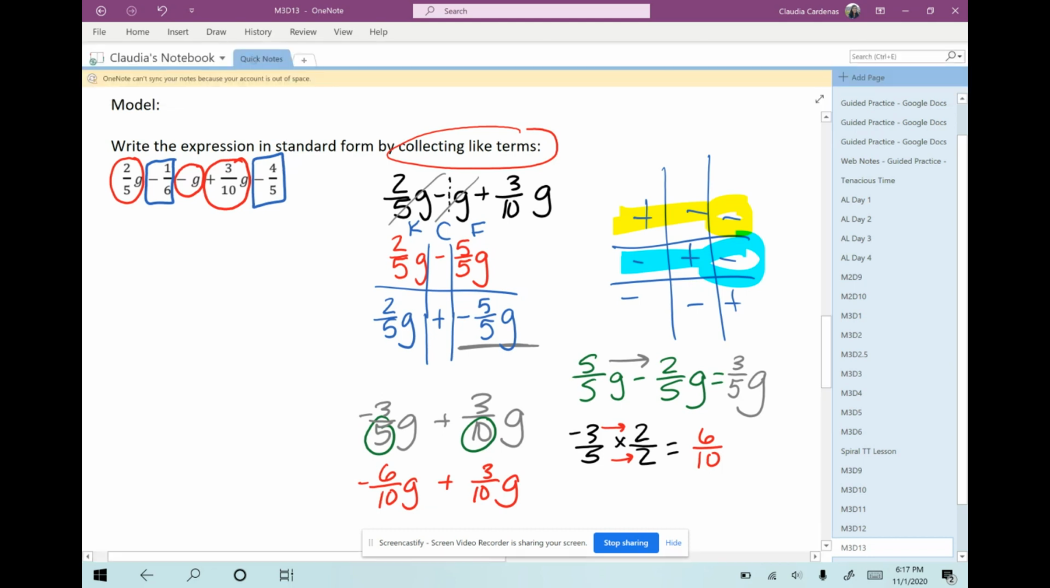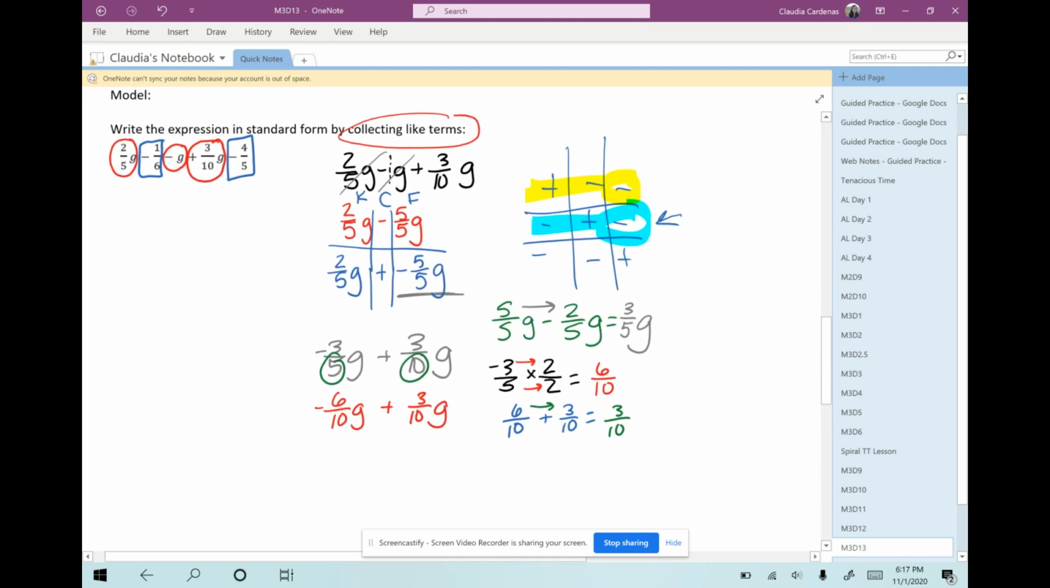Now, can we combine them now that they have the same denominator? Yes. We also still see that we need to subtract because the positive and negative signs are different. So we are going to subtract the numerators. 6 minus 3 is 3. And we're going to leave our denominators. And what number is bigger, 6/10 or 3/10? 6/10 is bigger. So our final answer is negative 3/10 g.